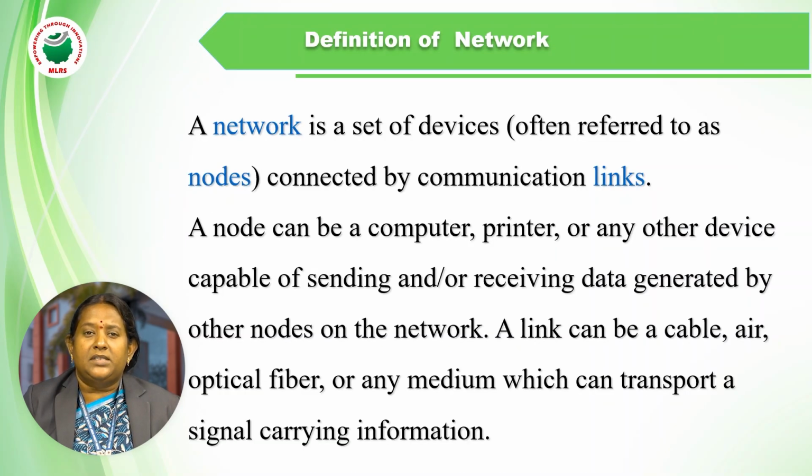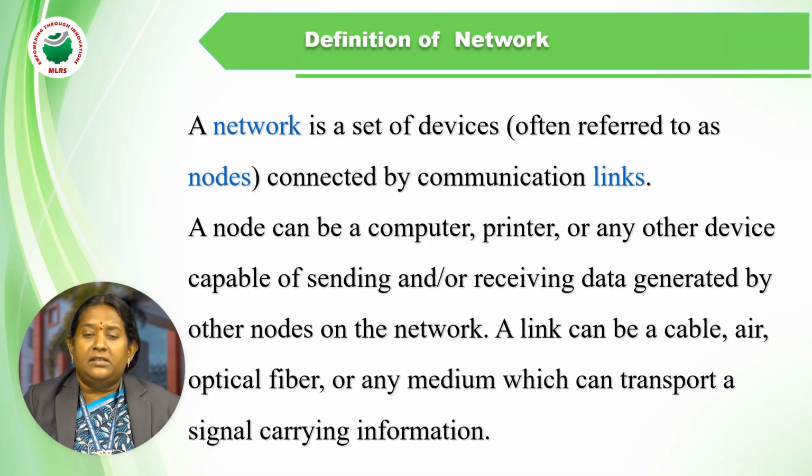In that, I would like to discuss the definition of a network. A network is a set of devices which have communication between the data and the communication links. A node will be there, which is a set of devices. A node can be a computer, printer or any other device which is capable of sending or receiving data. A link can be a cable, air, optical fiber, or any medium which can transport a signal carrying information.